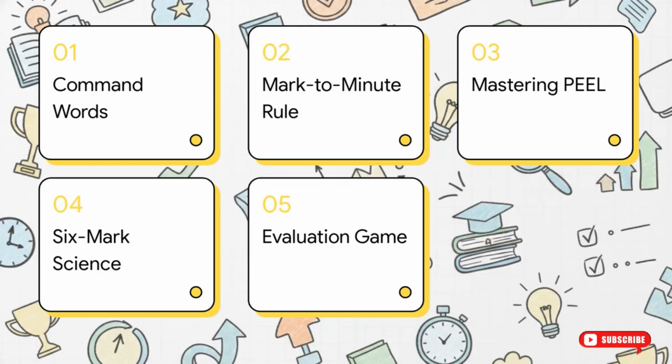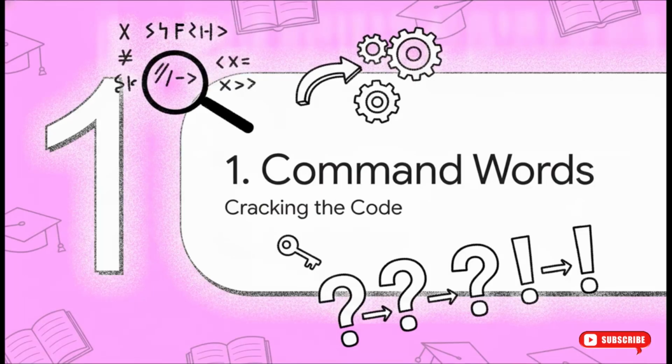Here is our strategic roadmap for this explainer. We're covering 5 key hacks. First, cracking the command words. Second, the mark-to-minute rule. Third, mastering the PEL method. Fourth, hacking the 6-mark science. And finally, winning the evaluation game. All right, let's kick things off with Section 1, cracking the command words.